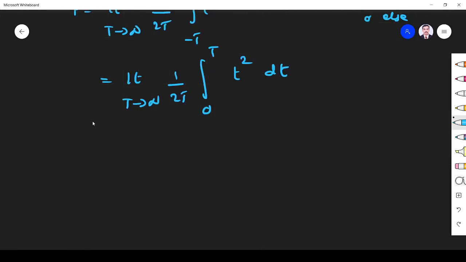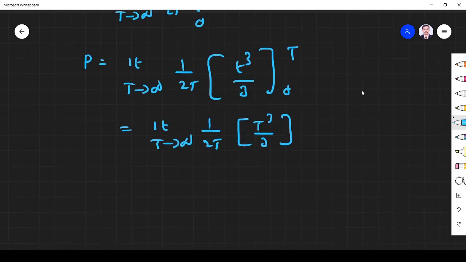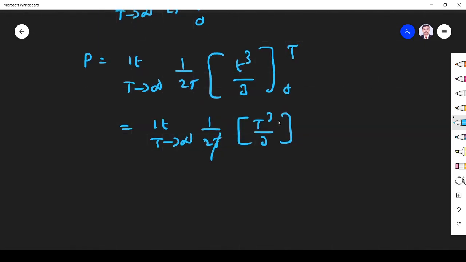Fine. So what will happen? P is equal to limit t tends to infinity, 1 by 2t, integral of t squared, which is t cube by 3, from 0 to t. I did the integration. So limit t tends to infinity, 1 by 2t into t cube by 3. So this t will be cancelled. It is t squared. So as t tends to infinity, the value will become infinity. So power is infinity.